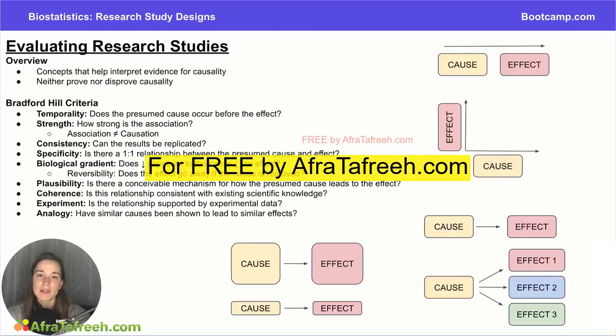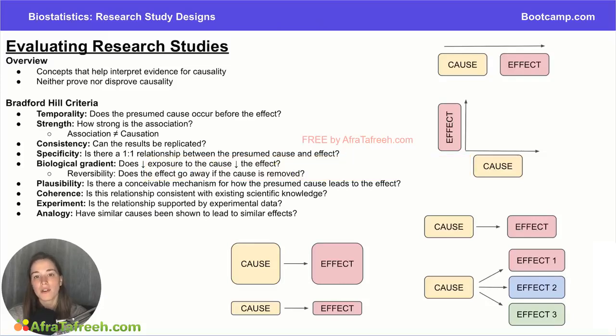Hi everyone, my name is Alexandra, and in this video I'll be covering some ways that we can think about evaluating the quality of research studies. Specifically, this is a set of concepts called the Bradford-Hill criteria, and they can be used to strengthen the case that a hypothesized cause is leading to an effect in an observational study.